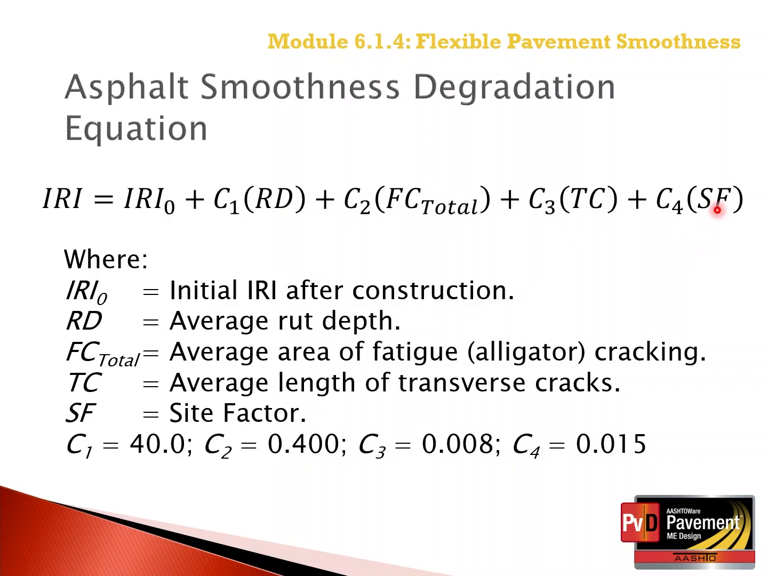The calibration coefficients of the regression equations are also listed on the slide. The calibration coefficients for each individual distress are C1, C2, C3, and C4. C1, the rut depth coefficient, is 40. C2, the fatigue cracking coefficient, is 0.4. C3, the transverse cracking coefficient, is 0.008. And C4, the site factor coefficient, is 0.015.